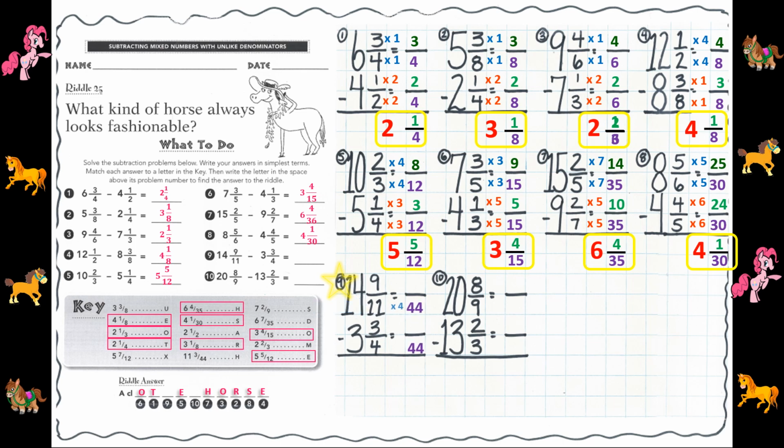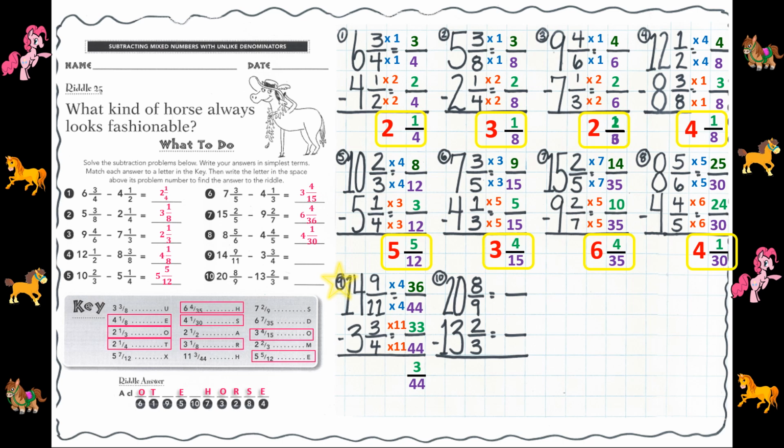11 times 4 equals 44. 9 times 4 equals 36. 4 times 11 equals 44. 3 times 11 equals 33. 36 take away 33 is 3 with a common denominator of 44.